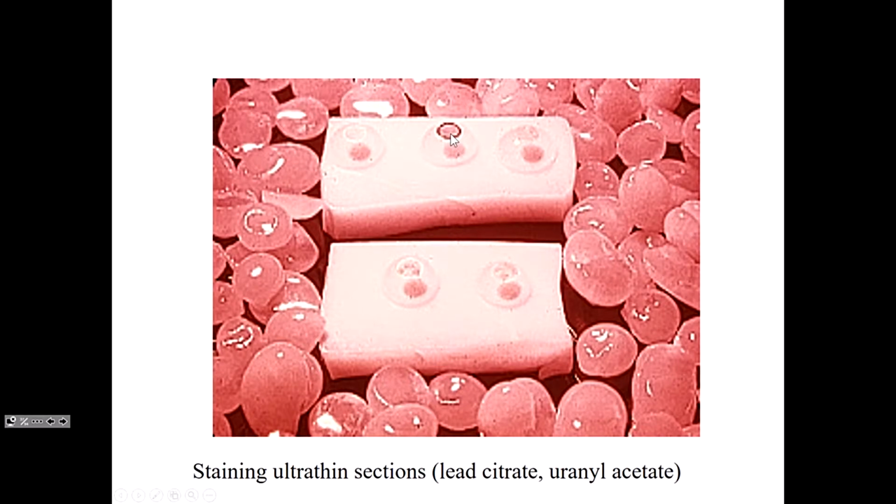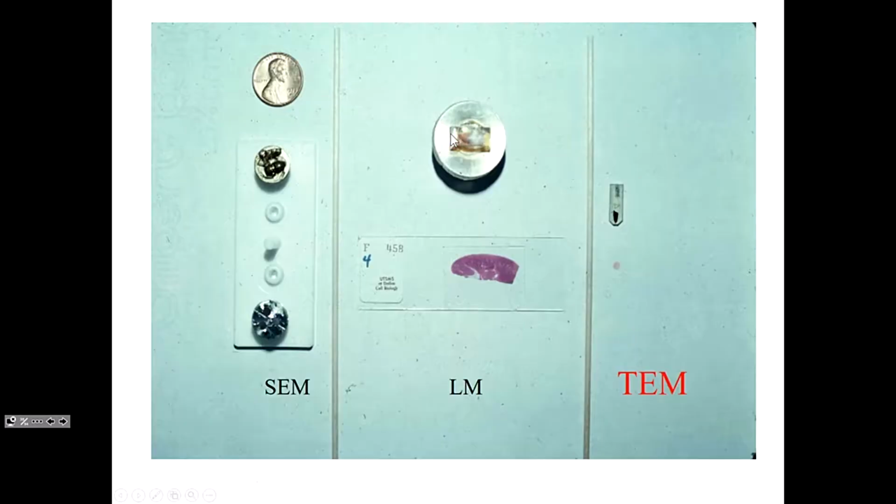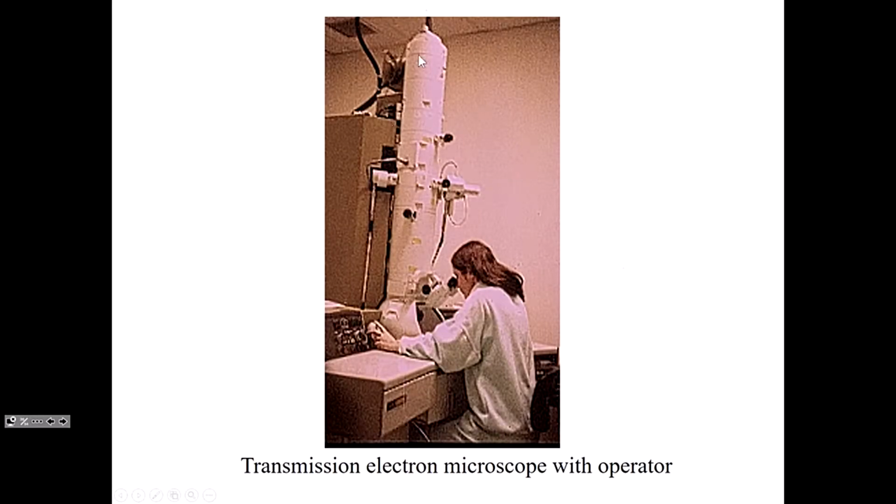It's not really radioactive, just mildly. So then you stain our ultra-thin section on the grid with lead citrate and uranyl acetate, which will stain up membranous structures. And so then this is what we get here for our transmission electron microscope. And then we put it in our electron microscope.